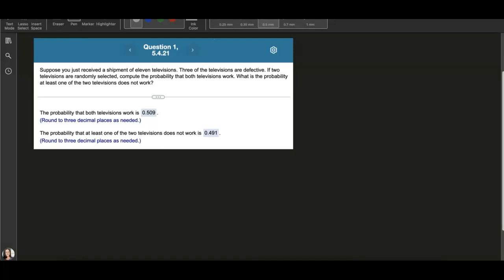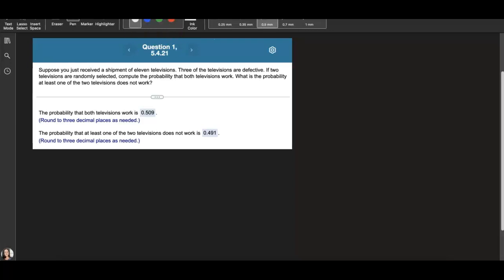For this example, we're going to compute probabilities with the general multiplication rule. So we're told that we just received a shipment of 11 televisions. 3 of them are defective, 2 are randomly selected, and then we're asked to compute the probability that both televisions work. That's the first part of this problem.